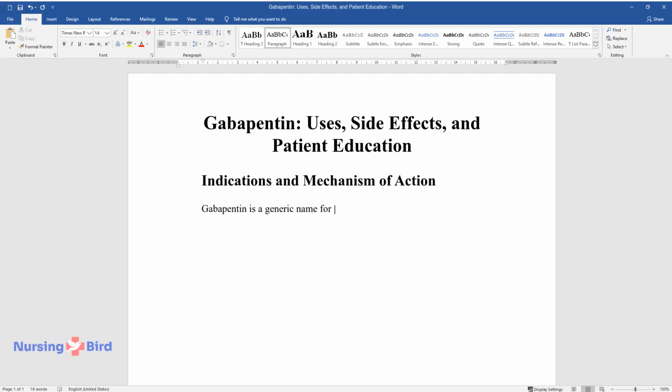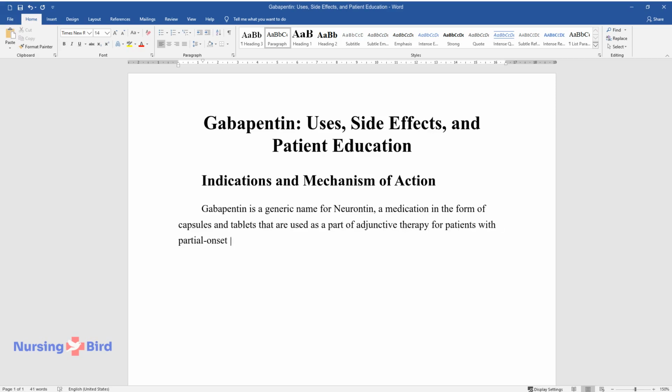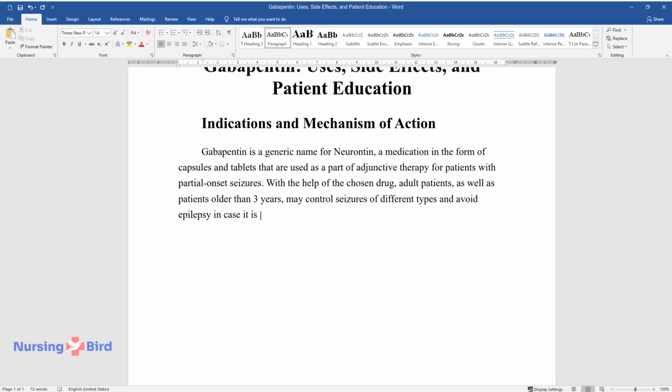Gabapentin is a generic name for Neurontin, a medication in the form of capsules and tablets that are used as a part of adjunctive therapy for patients with partial-onset seizures. With the help of the chosen drug, adult patients, as well as patients older than 3 years, may control seizures of different types and avoid epilepsy in case it is regularly taken.